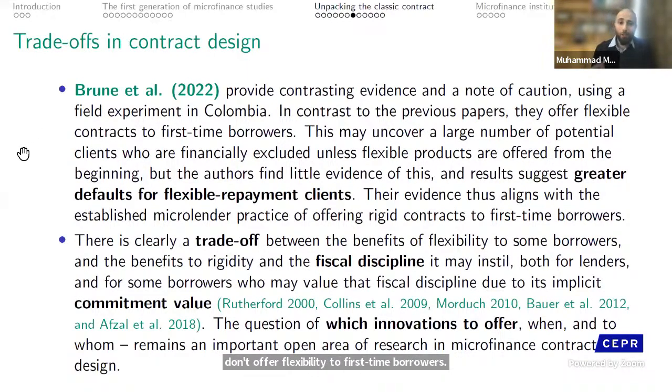And so clearly we see that there's a trade-off in terms of contract design. Flexibility may be beneficial for some types of borrowers, but you can think for other borrowers, this fixed fiscal discipline from having a rigid repayment structure may actually be beneficial. Indeed, it may help some people in terms of instilling discipline and saving up for some other lumpy investment, or because of its implicit commitment value. And so the question of which innovations does one offer and who do we offer those to is really an important area of ongoing microfinance research.